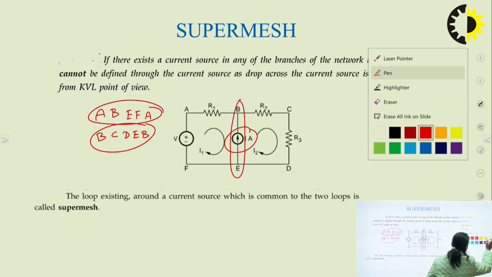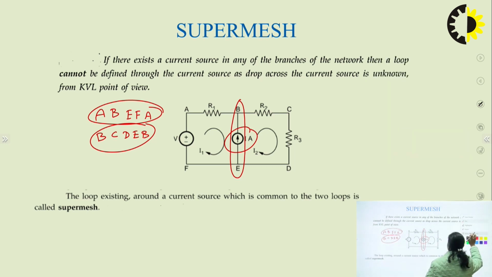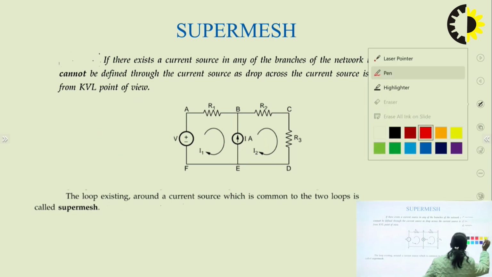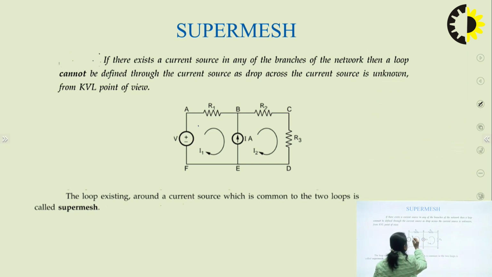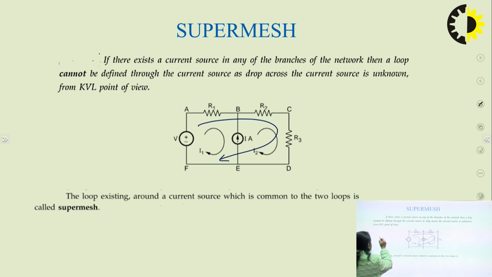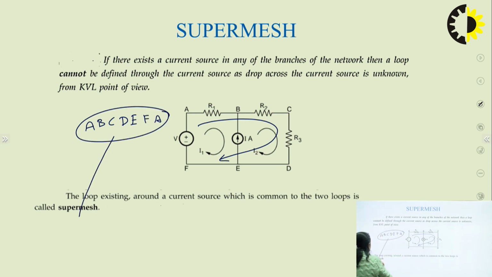Now which loop will we consider? We will consider this loop. It means we will write the equation for A, B, C, D, E, F, A, and this is called the super mesh, right? And this is the super mesh.